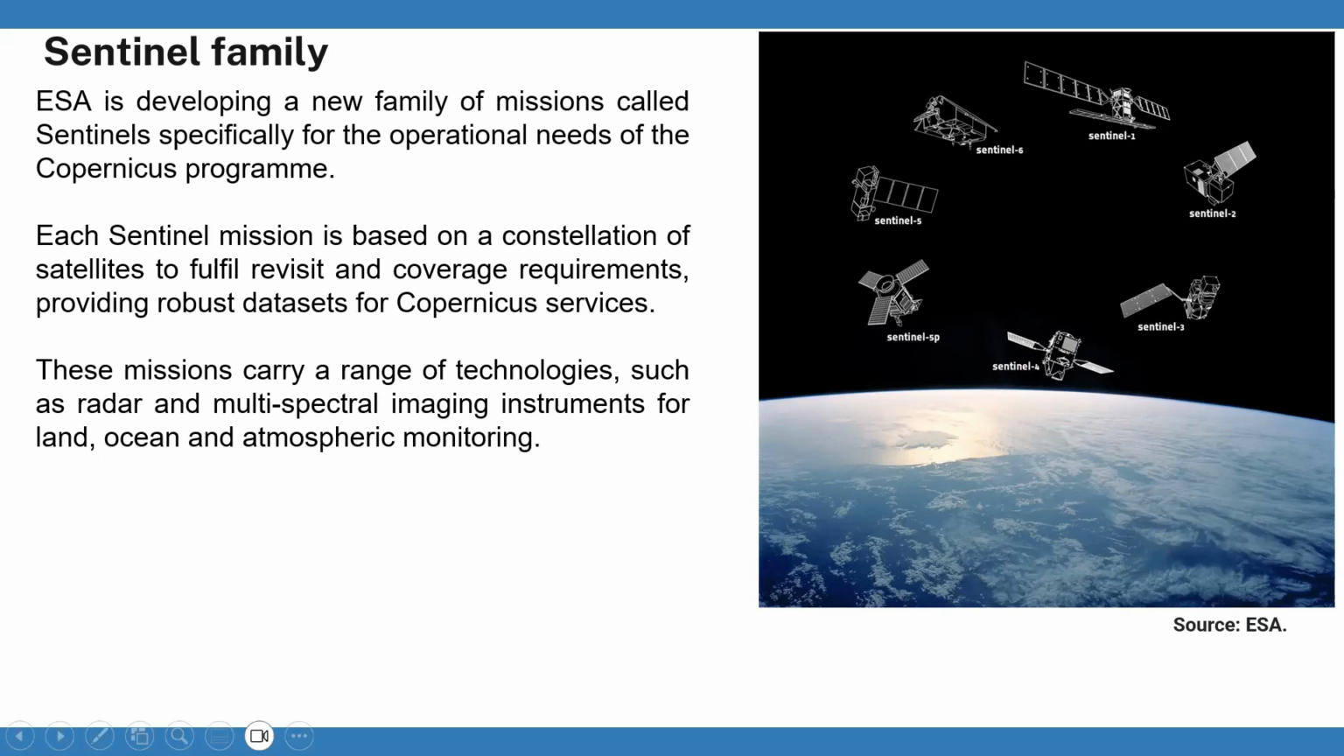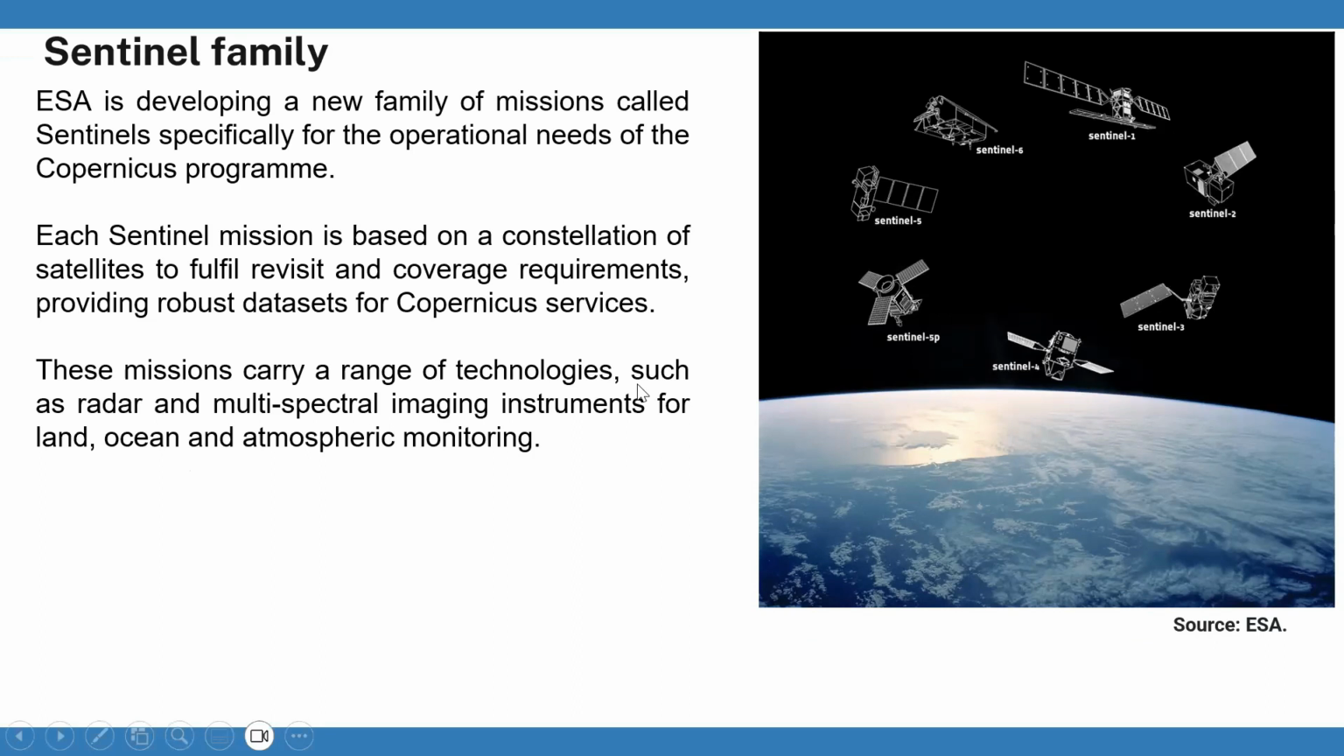On the picture on the right, we can see different artifacts that belong to the Sentinel family. We are talking about the Sentinel-1, Sentinel-2 satellite, Sentinel-3, Sentinel-4, Sentinel-5B, and the Sentinel-5, and finally the Sentinel-6.